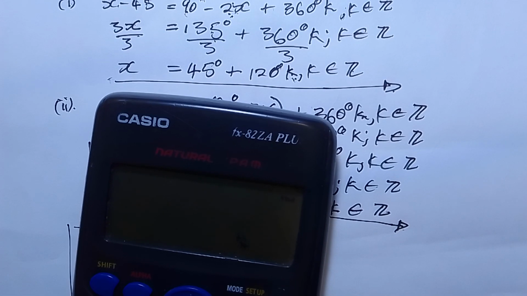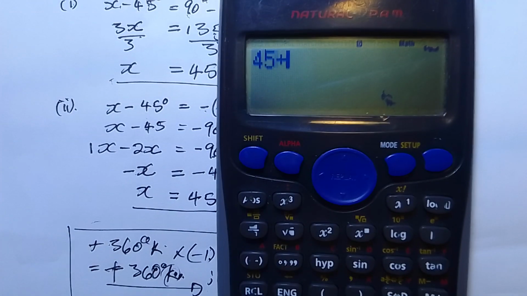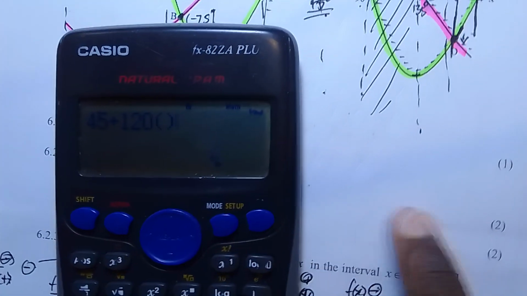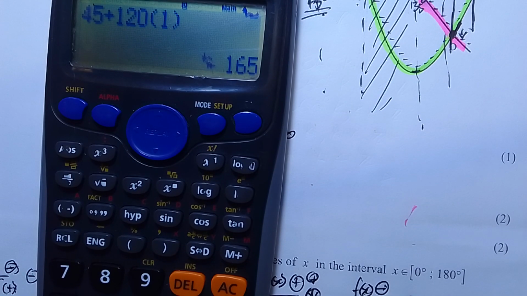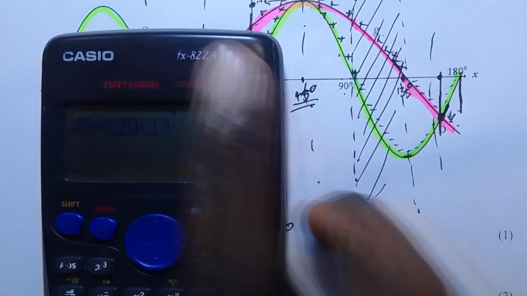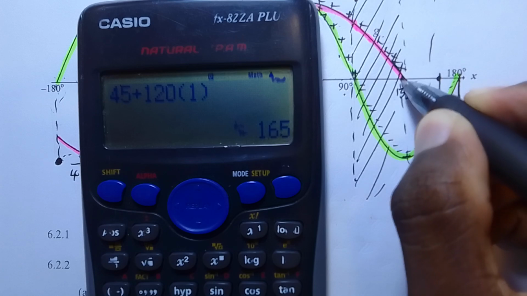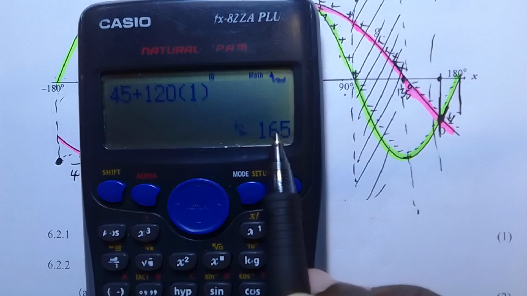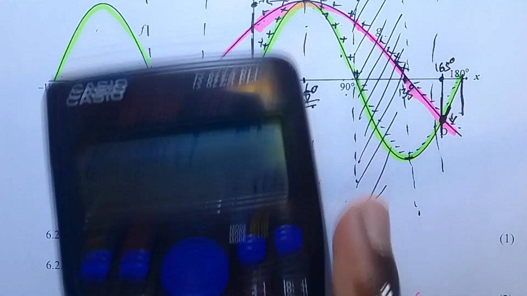So we say 45 degrees plus 120k. That's our general solution. Now we substitute different values for k. Let's start with 1. That's exactly what we want, because check it, this is a point where it's greater than 135 but it's less than 180. This is exactly the answer. So it's 165. This point is 165.